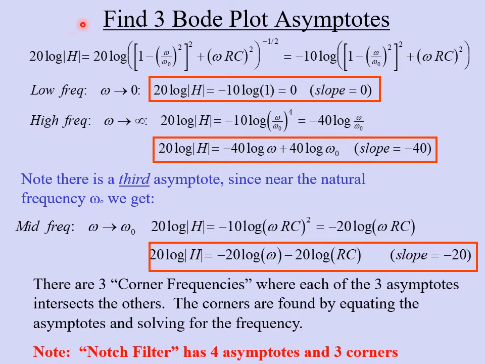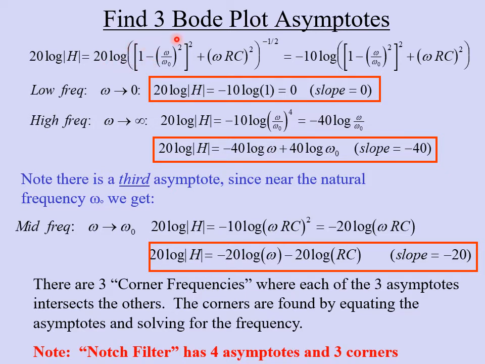So our next step is to find the 3 Bode plot asymptotes. Remember from part 1 of this video, we showed for a much simpler filter, the RC filter, how to find the low frequency and high frequency asymptotes. So we're basically going to do the same thing here. Make sure you remember how to do that in part 1 of this lecture before we try something a little more difficult. So here's what we do.